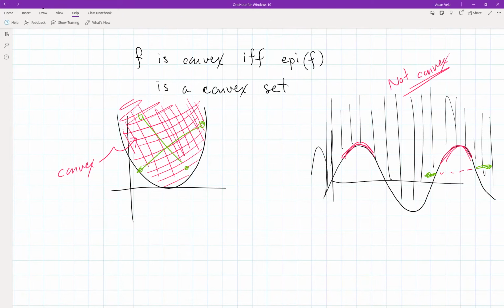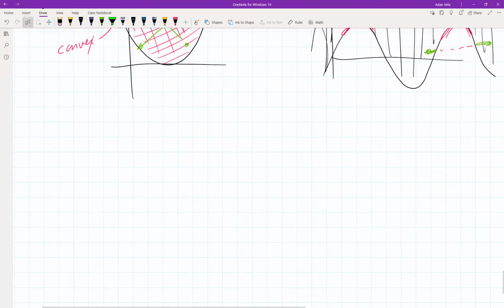Now, there are some useful properties of convex functions that will tell us, hey, if we compose or make new convex functions or try to manipulate a convex function, is it still a convex function? Okay. So let's go over a couple of key examples. So the first example is scaling.